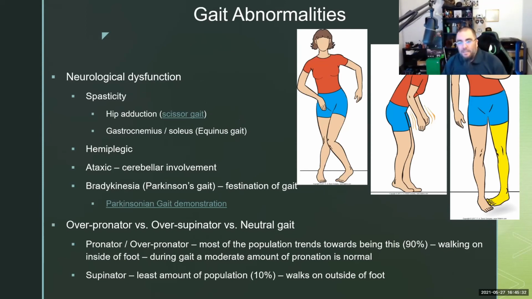Hemiplegic gait. Who's going to have a hemiplegic gait? So this one over here is a hemiplegic gait. Strokes. Strokes, good. Right, hemiplegic, half paralyzed. So typically a stroke is going to affect one side of the body, and they're typically dragging the foot that's affected, and the affected arm is going to kind of curl up into a contraction.